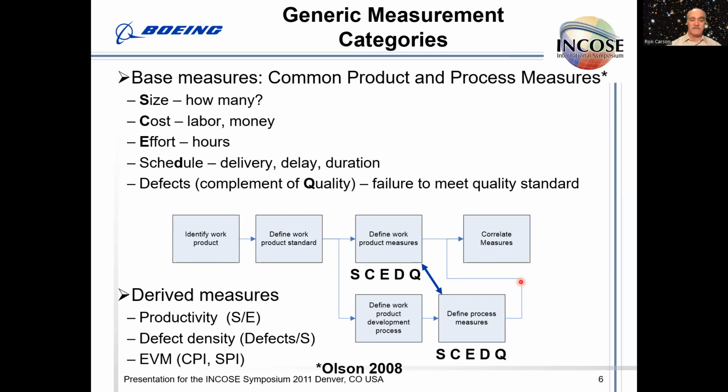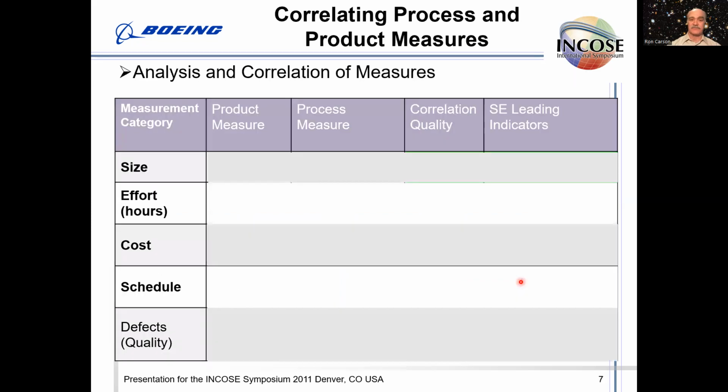So some common derived measures: productivity, which is size over effort; defect density, defects over size; and earned value management measures effort and schedule compared with a plan. The rest of the paper is a set of tables that are examined with respect to these five categories, with expected product measures, categories, process measures, what we think about the ability to correlate those two, and reference to any measures provided in the INCOSE SE leading indicators, and that would be version 2.